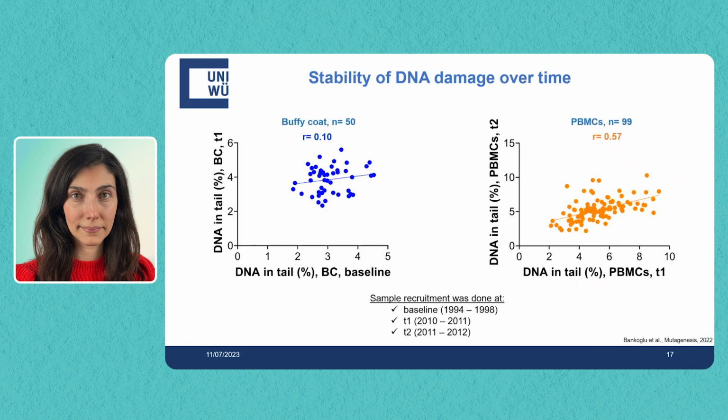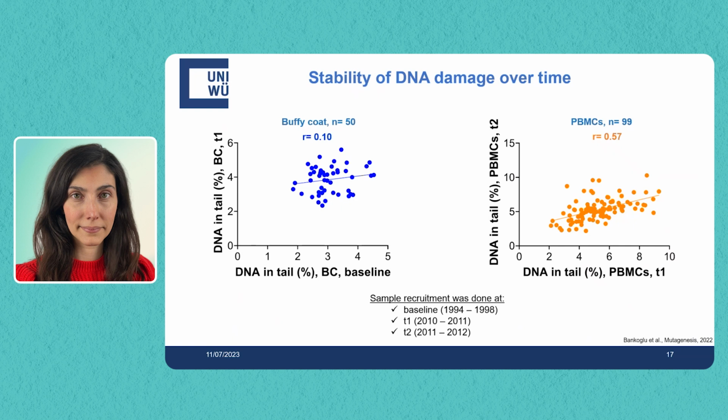The baseline samples we got were collected between 1994 and 1998. Then they had a first follow-up time point, 2010, 2011, so it's almost 14 years apart. Time point 2 is 1 year apart from follow-up time point 1. We had 50 samples from buffy coats, and 99 samples from PBMCs. One got kind of lost. It's supposed to be 100. One got forgotten, I think. So that's why it's 99.